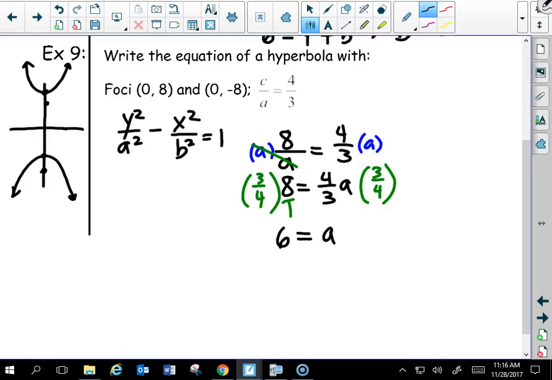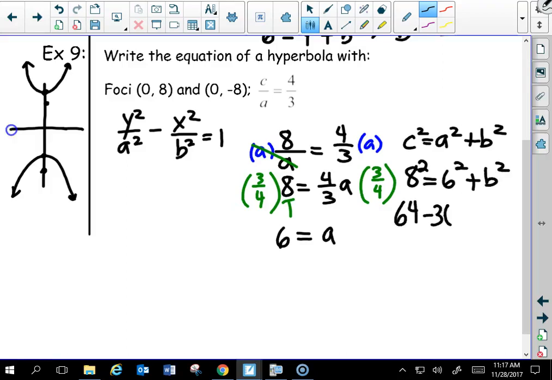So a equals 6, and now I can use c squared equals a squared plus b squared to find b. So c is 8, 8 squared equals 6 squared plus b squared, or 64 minus 36 equals b squared, and it looks like b squared equals 28.